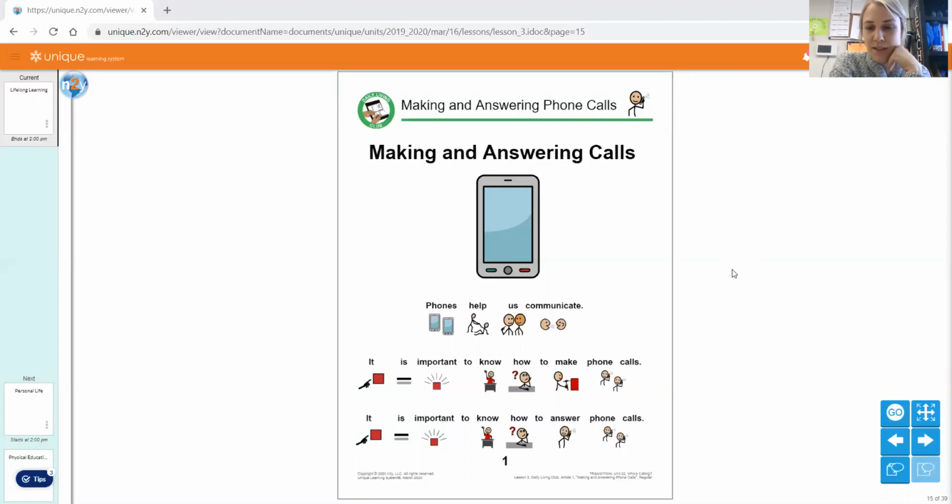So phones help us communicate. That means talk to one another. We can also communicate via FaceTime or Skype. It is important to know how to make phone calls so you are able to communicate with others over the phone, and it is important to know how to answer phone calls. You can do so appropriately if someone were to call you.